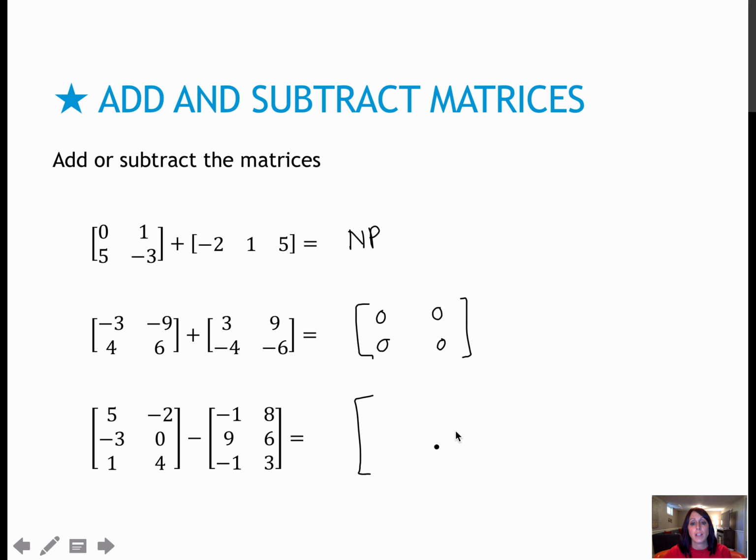And the last one, again, this is subtraction, so before I do anything, I'm going to change to plus, then change every single sign in my second matrix, and then I'm just going to add the matrices. So 5 and 1 is 6, -2 and -8 is -10, -3 and -9 is -12, 0 and -6 is -6, 1 plus 1 is 2, and 4 plus -3 is 1.